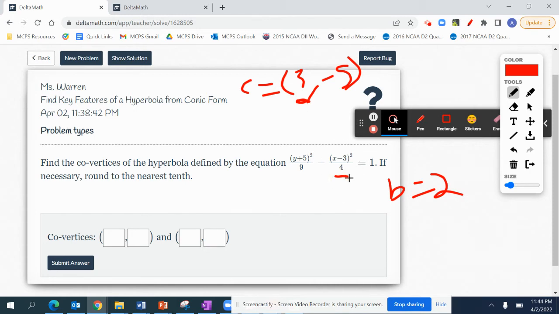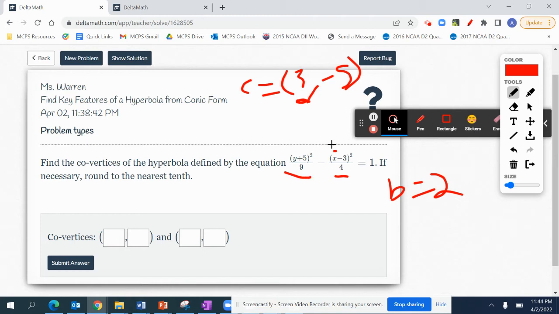Covertices means the b value, so it's the second term. And then if that is associated with x, it's an x. If that is associated with y, like if this right here were a y, then it would go with y. You could think about, I know that the transverse axis is vertical because we start with y, and if the transverse is vertical, that means that my covertices would be horizontal.